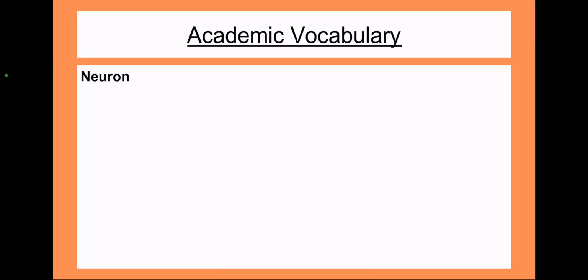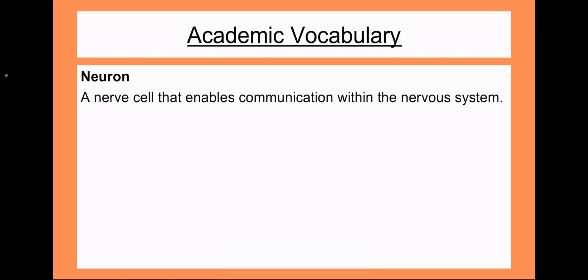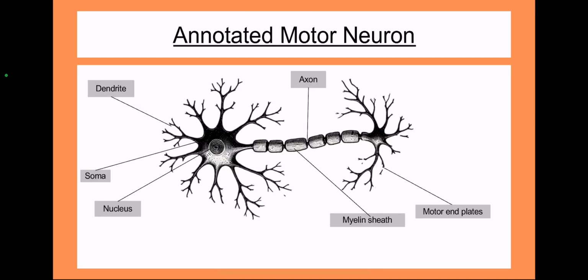transmission. So in the last video we talked about the nervous system, and in the nervous system it is essentially, when you zoom in with a microscope, you'll see it's made up of lots and lots of these things called neurons, which are nerve cells that enable communication within the nervous system.